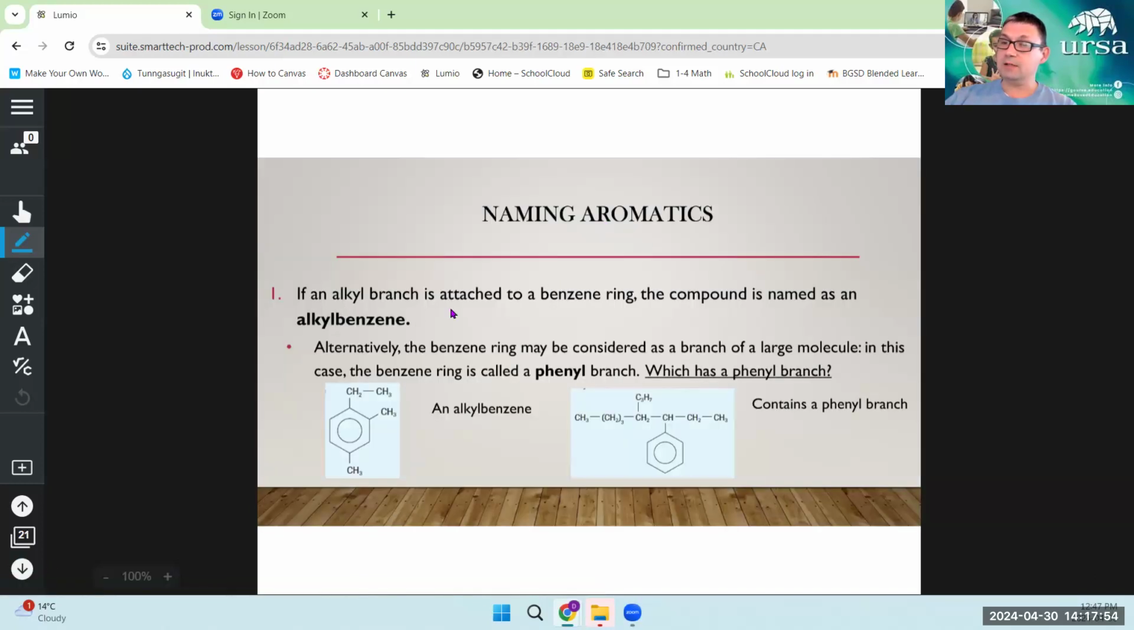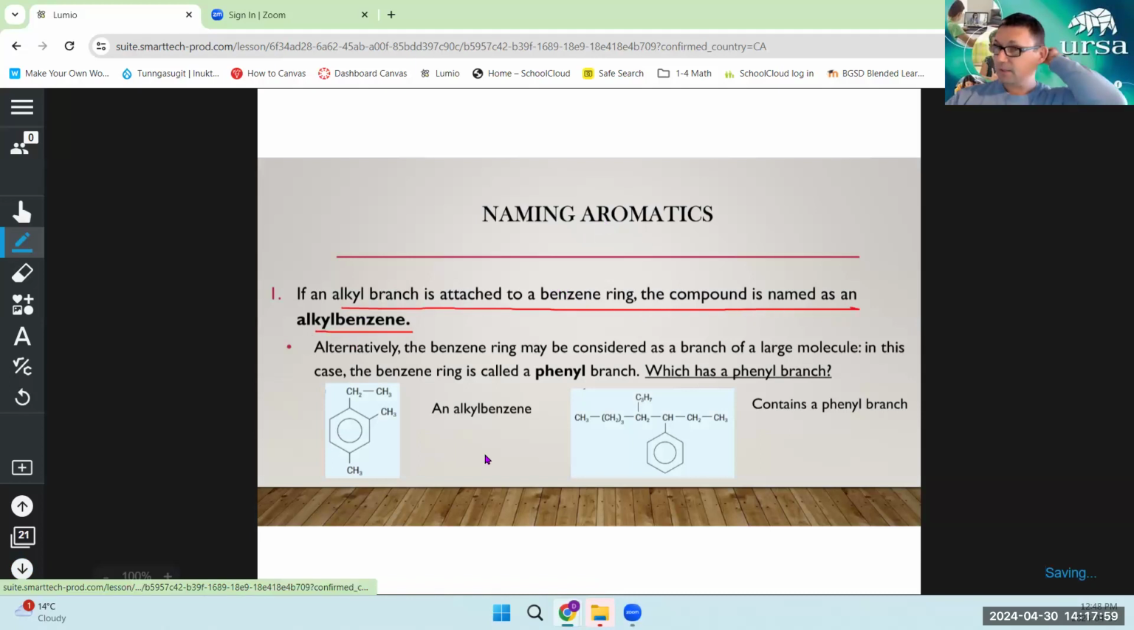Now, if the alkyl branch is attached to a benzene ring, the compound is named as an alkyl benzene. For example, this here, we have the benzene ring as a branch of a large molecule. In this case, it's a phenyl branch. Now, this is an alkyl benzene. This one here contains a phenyl branch, not terminal, in the middle. These side chains, in this case, would become 1-ethyl-2,4-dimethyl benzene.